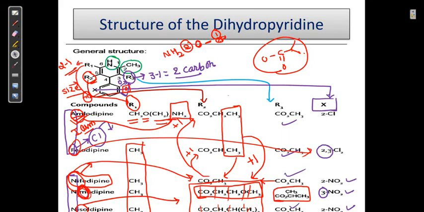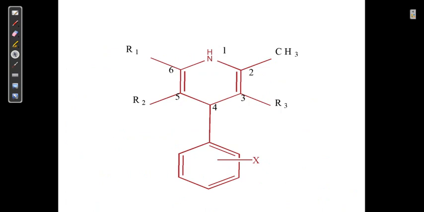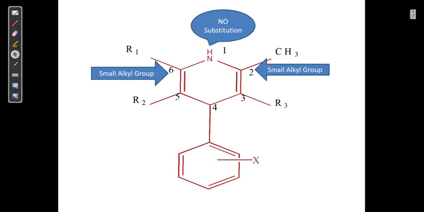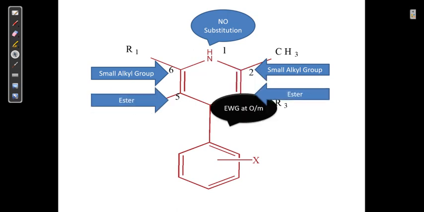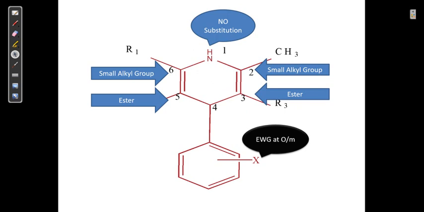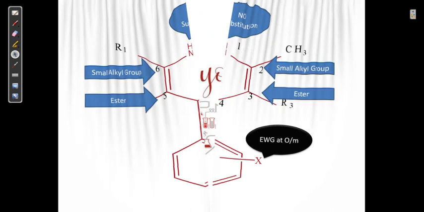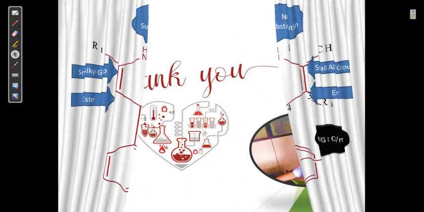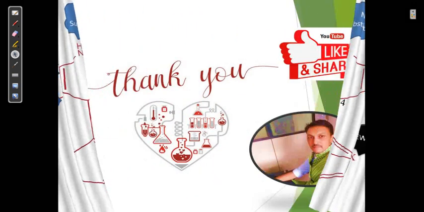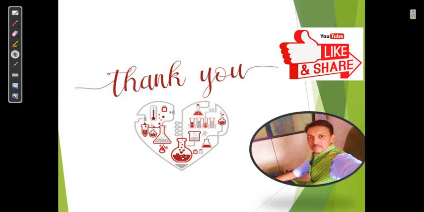Let us go ahead. One slide SAR is: no substitution, small alkyl group, ester, and electron withdrawing group at ortho and meta position is best. So let us go ahead, and this is the SAR of our 1,4-dihydropyridine derivatives. Just to create an interest in medicinal chemistry, I have done it.